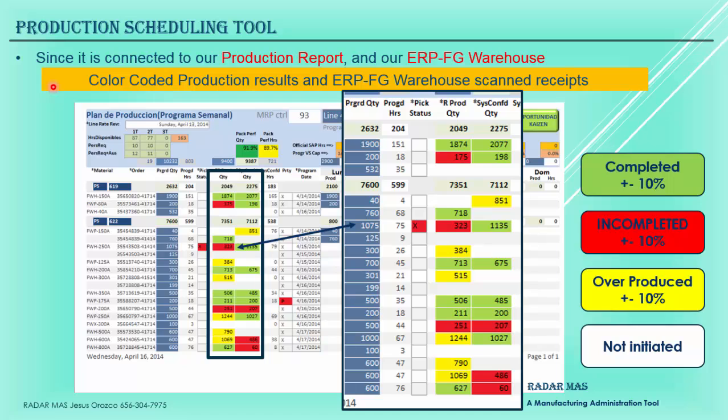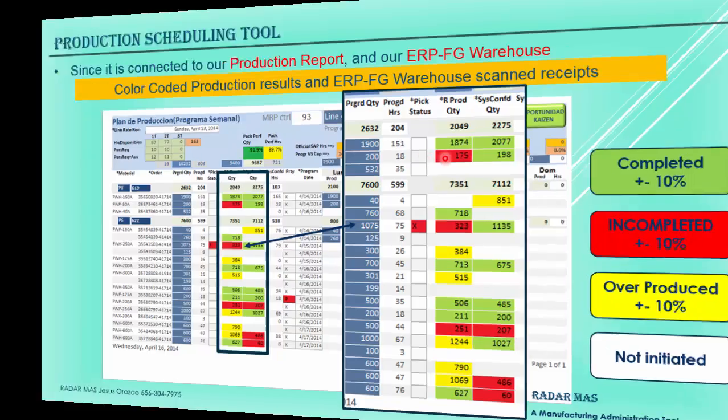It is also color-coded for the production results, and this provides a quick and easy understanding of how we are doing. For example, if it is in green, it means that the order has been completed. This is the production requirement, this is what has been produced in our production lines, and this is what has been transferred to our finished good warehouse. So if it is in green, it means that the order has been completed plus or minus 10%. If it is in red, it means that the order is below the order quantity.